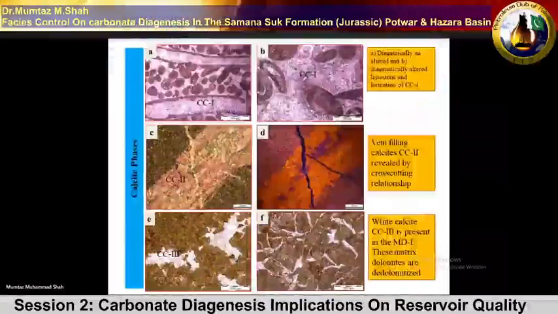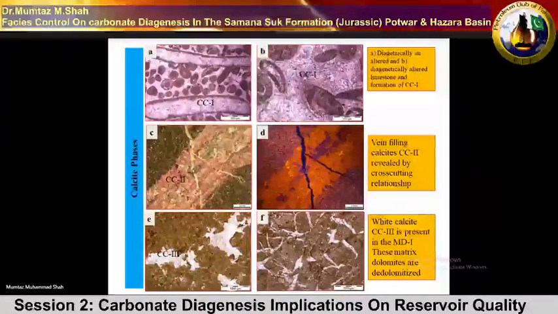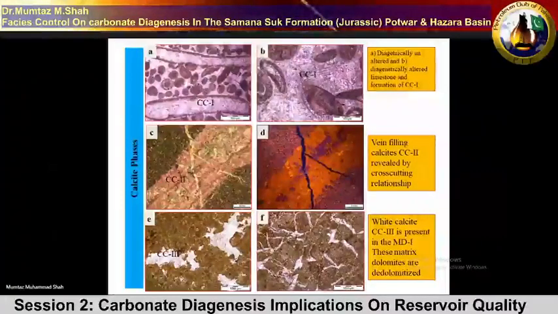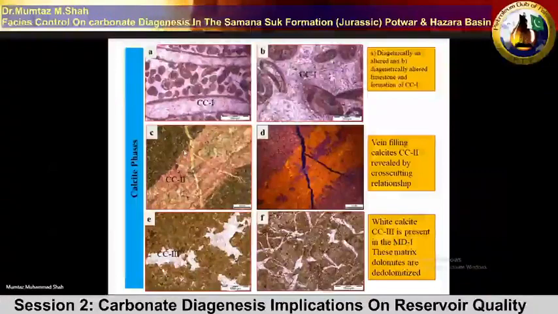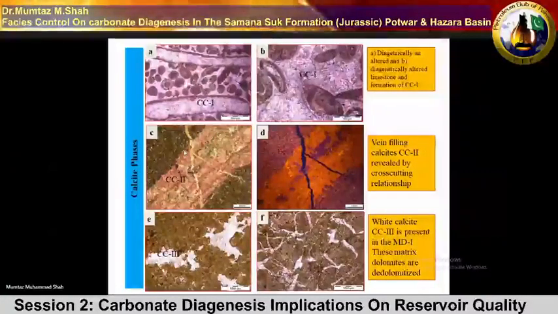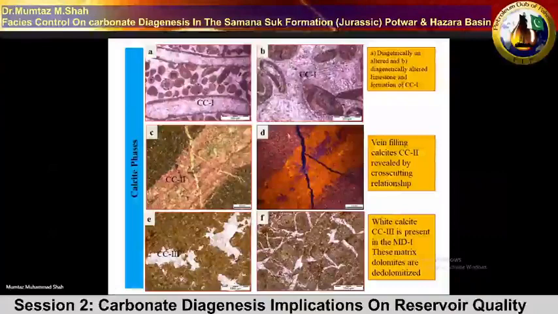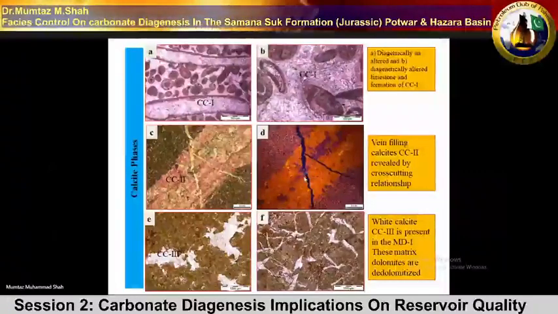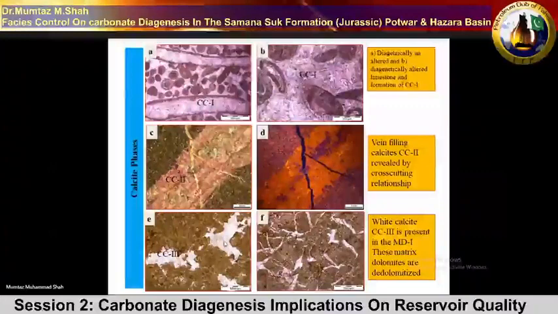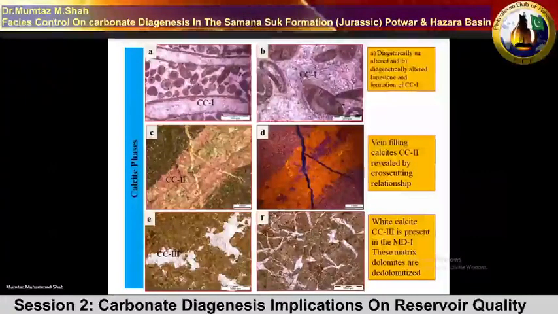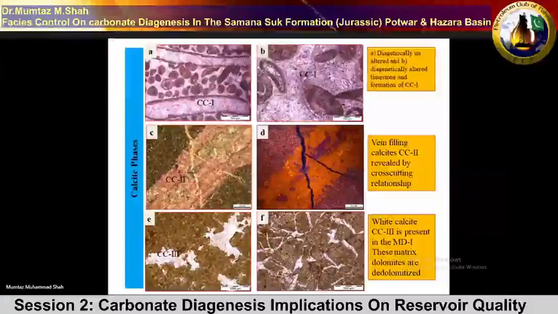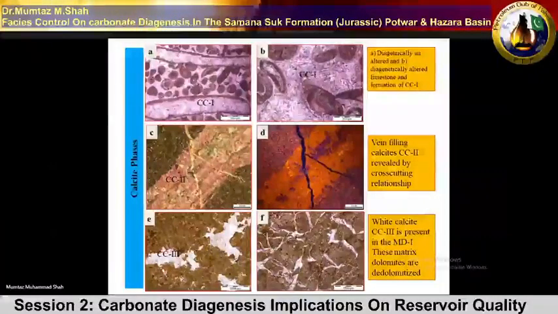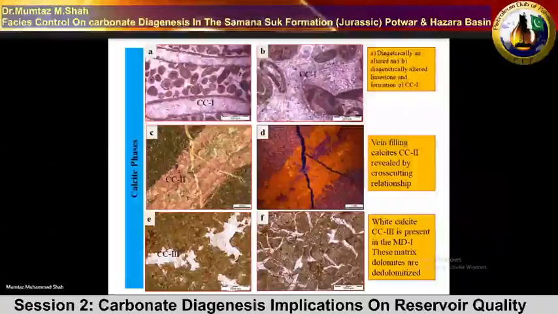Beside these major phases of dolomite, we have some other calcite phases as well, like the typical late calcite phase, which is cross-cutting the dolomite phase as well as the early calcite phases. Then we have this particular calcite phase represented as CC3, the white calcite phase, which is basically the latest phase of calcitization in these outcrops.